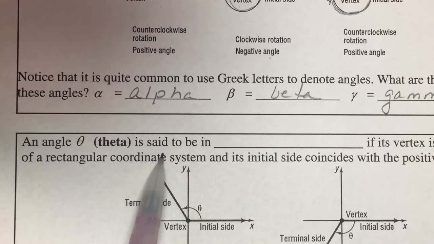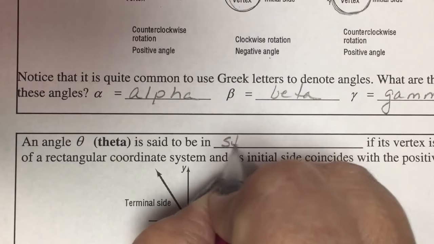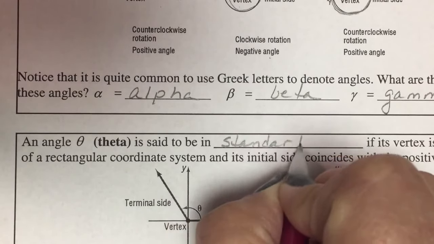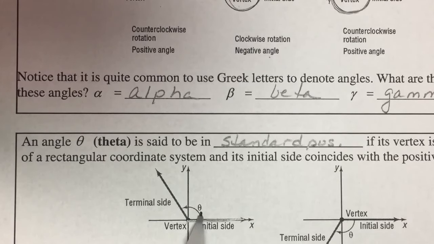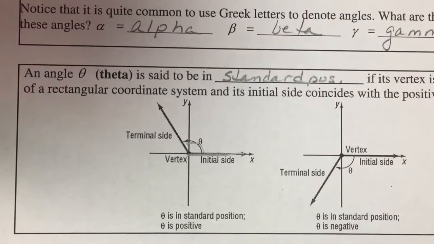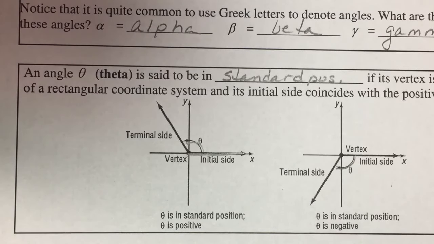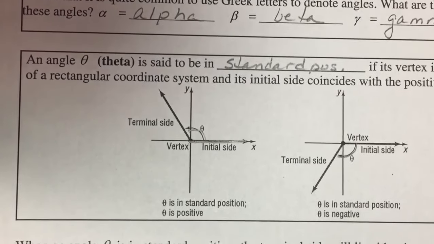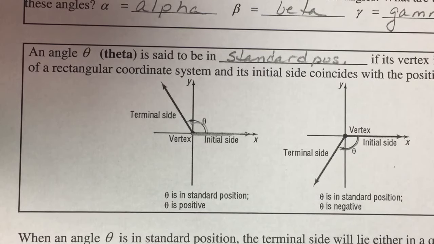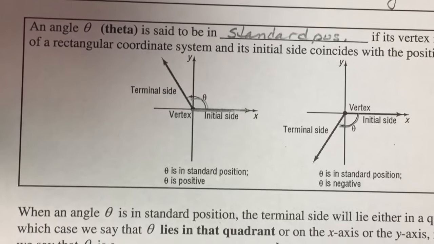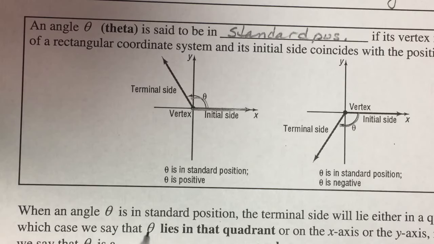An angle theta is said to be in standard position if the vertex is at the origin and the initial side is on the x-axis. Again, we can measure an angle going counterclockwise, that's positive, or clockwise, that would be a negative angle. When it is in standard position, the terminal side will lie in any one of the four quadrants, and we say that theta lies in a quadrant.